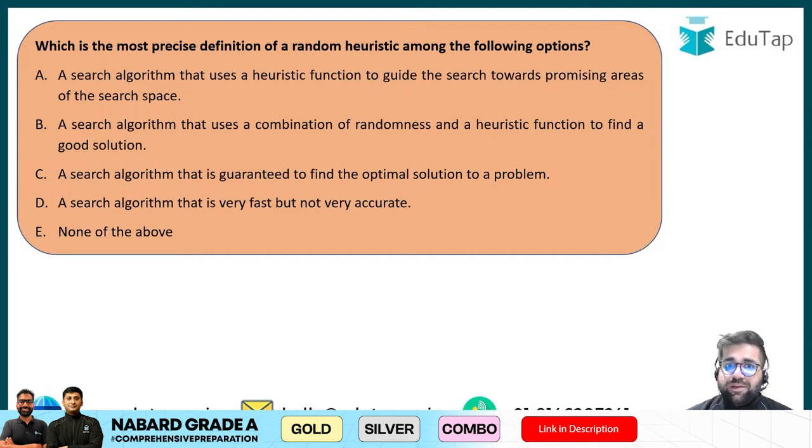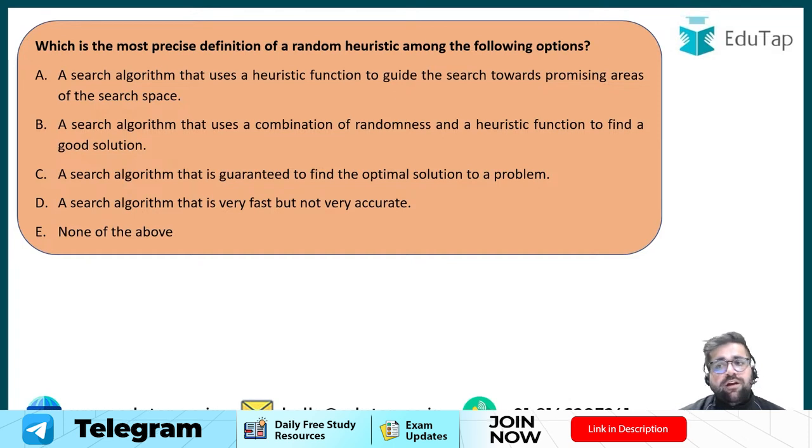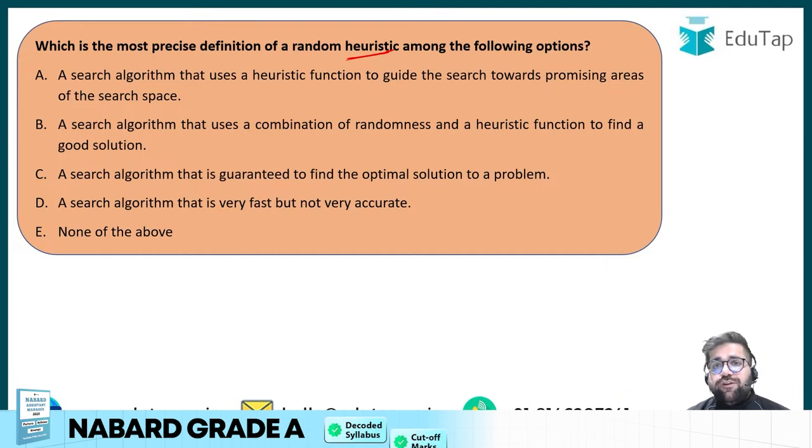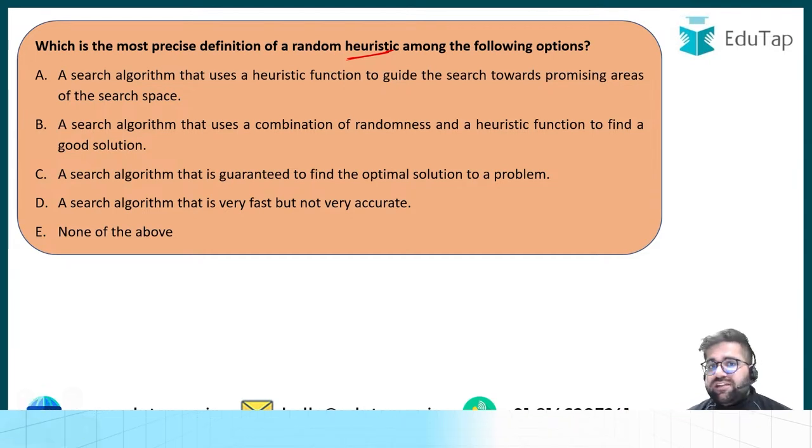Which is the most precise definition of random heuristic among the following options? I hope you know what heuristic is. Heuristic is basically a kind of shortcut which you are taking. Sometimes it does happen that we are not doing a full analysis. We are just taking a shortcut to reach our final destination. So that is something known as heuristic in the connotation of decision making.